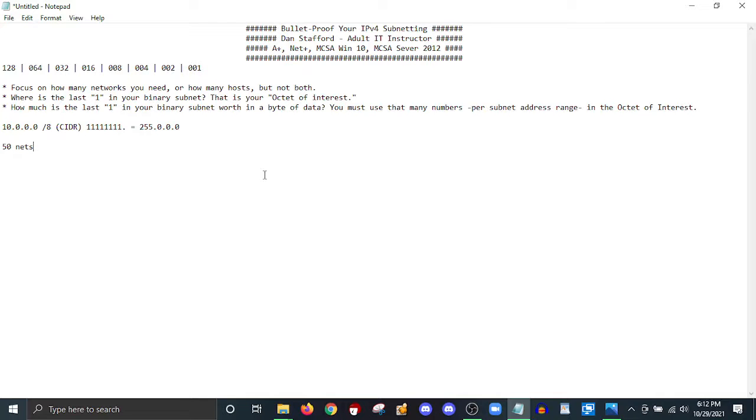And I'm going to focus on the network side of this for a while here, because understanding how to subnet for networks first makes it a little easier when you turn around and subnet for how many hosts you want, right? So we're going to focus on the number of networks first. So I want 50 networks.